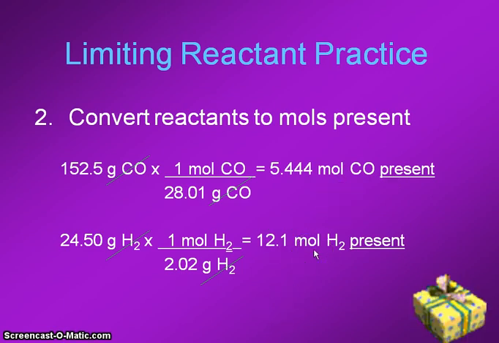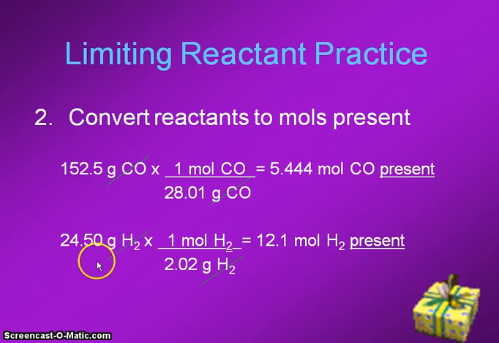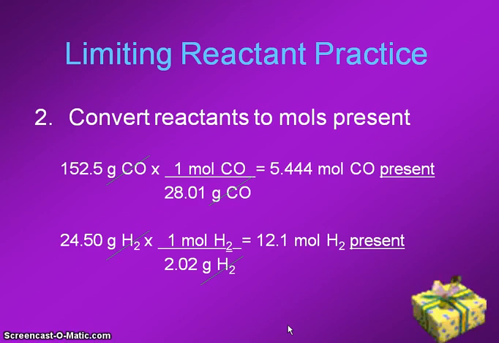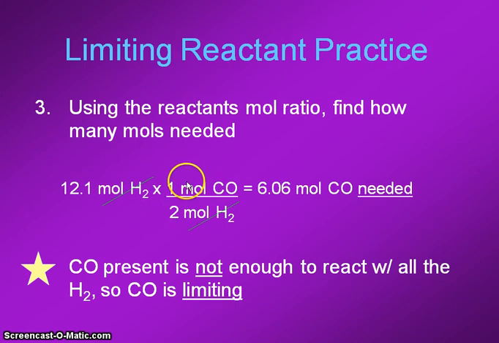Now we're going to take either one, and use the mole ratio between the 2 reactants to figure out how many moles of the other reactant would be needed. So I'm going to start with the 12.1 moles of hydrogen and use the mole ratio from my balanced equation to cancel out the moles of hydrogen and convert it into moles of the carbon monoxide. That will tell us that I need 6.06 moles of carbon monoxide.